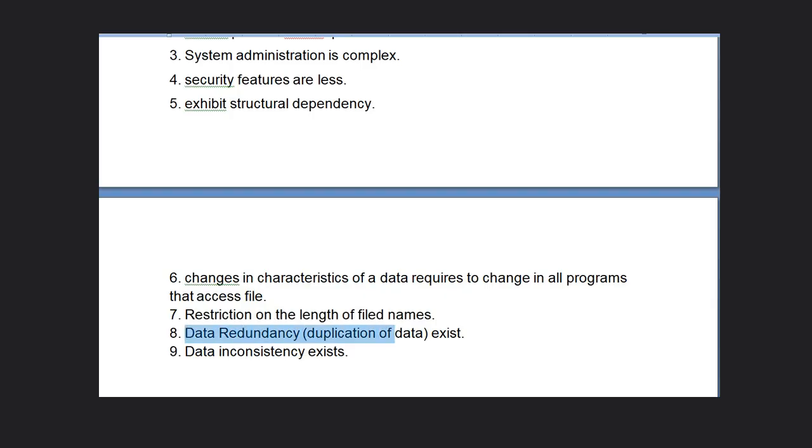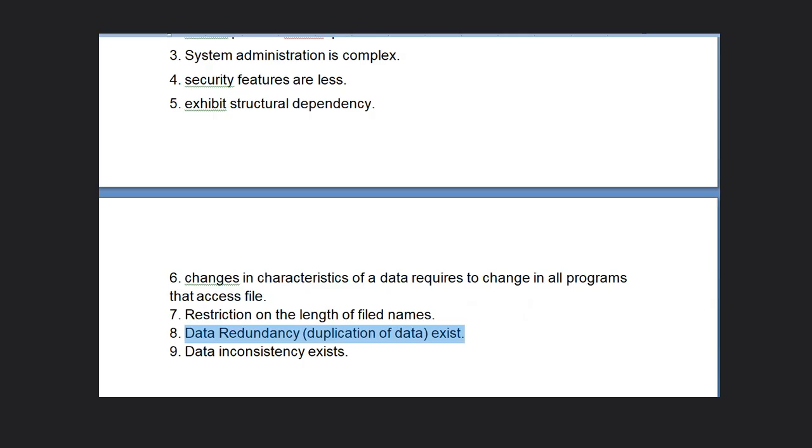Data redundancy exists in a file-based system. Data redundancy is when the same copy of the data is placed in multiple places within a file. So the existence of the same copy of data occupies more memory, and system performance will decrease.